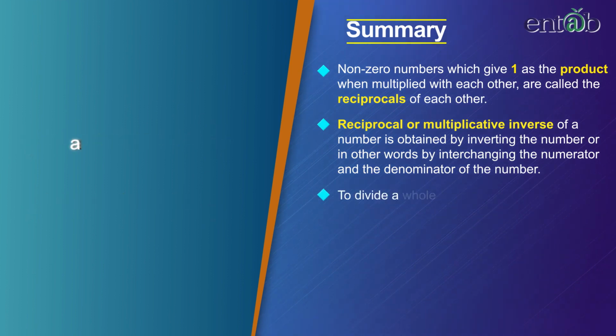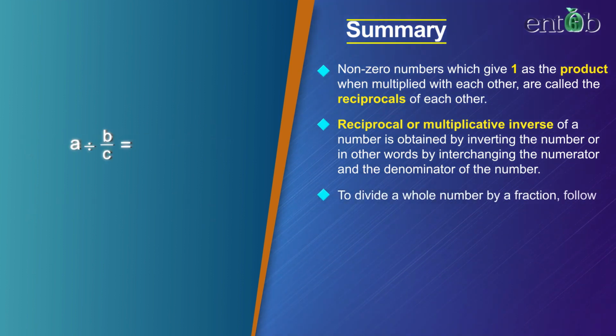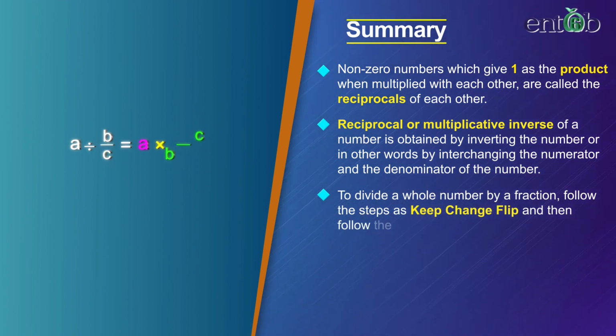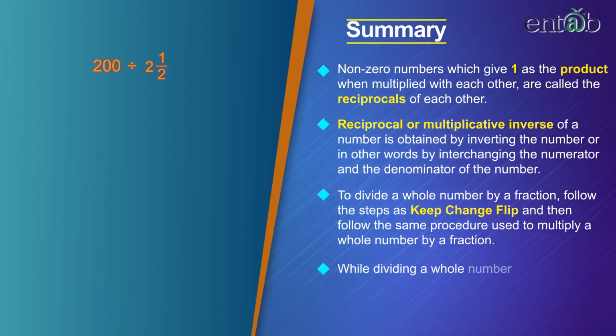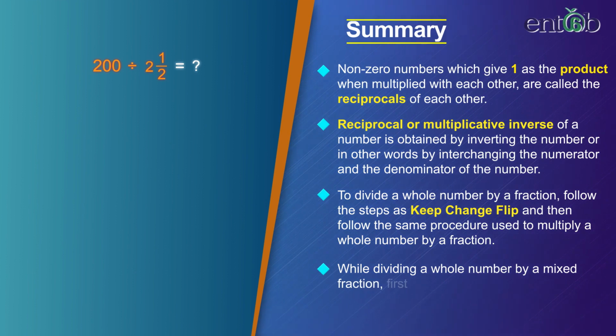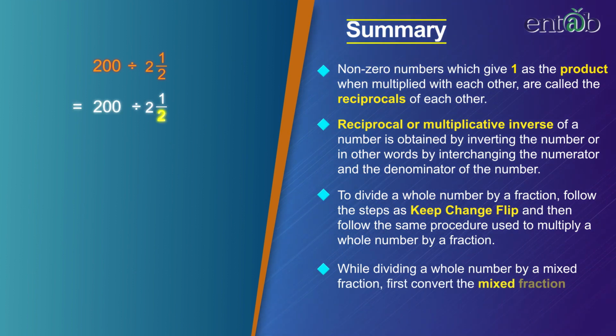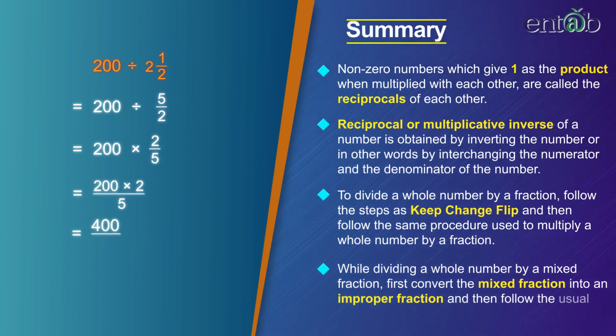To divide a whole number by a fraction, follow the steps as keep, change, flip, and then follow the same procedure used to multiply a whole number by a fraction. While dividing a whole number by a mixed fraction, first convert the mixed fraction into an improper fraction and then follow the usual steps.